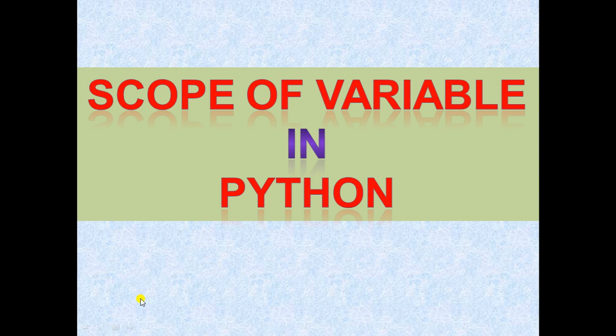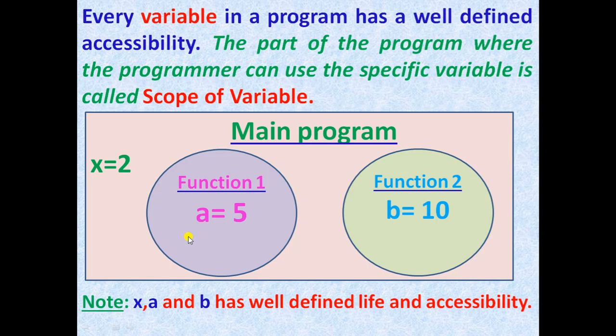Today's topic is scope of variable in Python. While using variables in Python, there are several scopes that we have to understand while using functions. Every variable in a program has a well-defined accessibility, that is, which part of the program it can be accessed in and in which part it cannot be accessed. The part of the program where the programmer can use the specific variable is called the scope of the variable. Means the area in which the particular variable can be used is its scope.